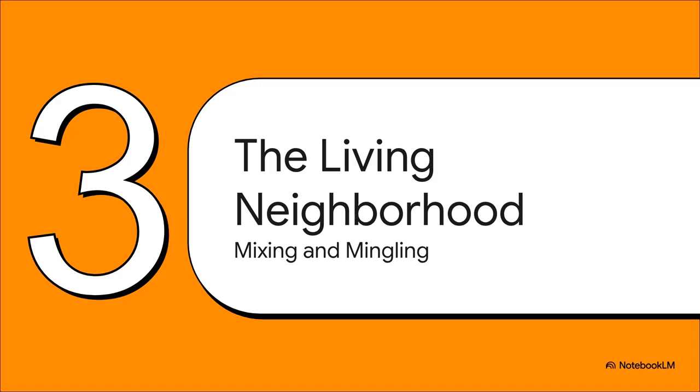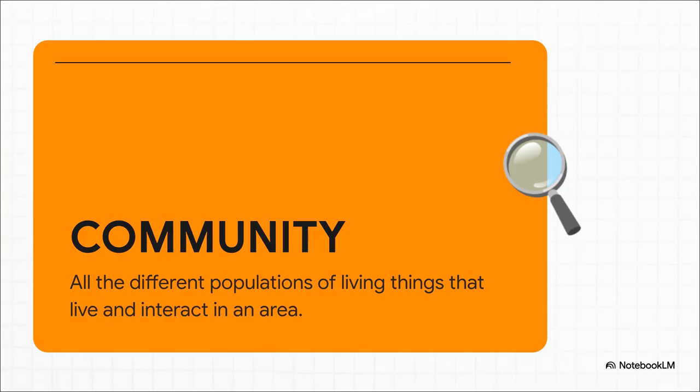Okay, so we've got individuals and we've got groups of the same species. What happens when all these different groups start to mix and mingle? Well, welcome to the living neighborhood. This brings us up to a community. A community is basically all the different populations. We're talking plants, animals, fungi, you name it, that are all living and interacting in the same area. It's the whole living part of the neighborhood, all the residents.